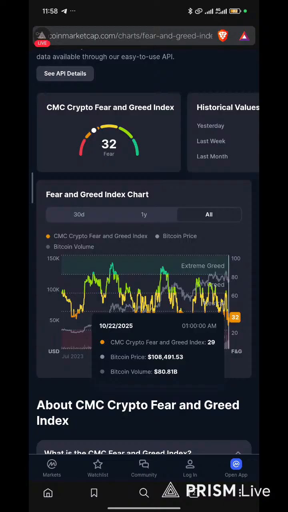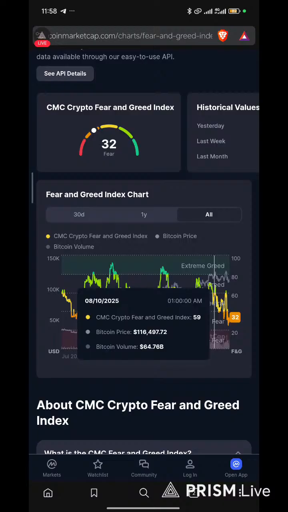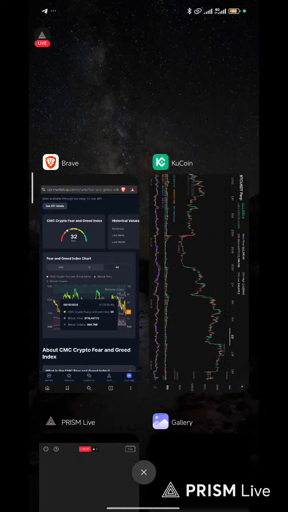Have you checked? If you check here, is what? 59. 59 is greed, showing you that it's also a nice position for you to look for short entries on 8th October 2025. So now let's go back to our chart.